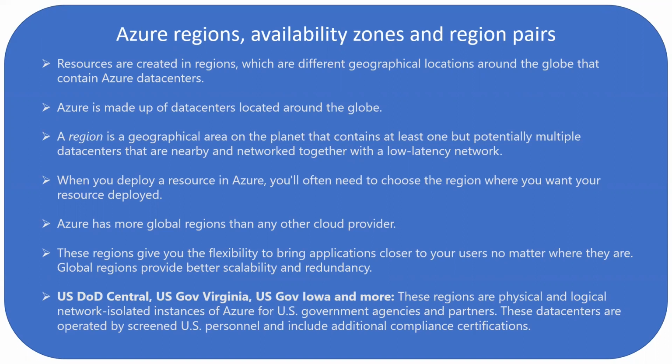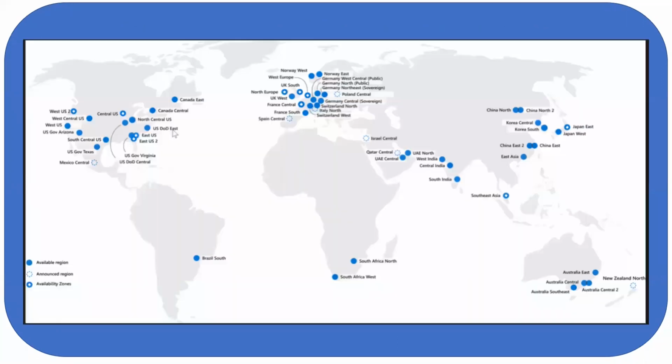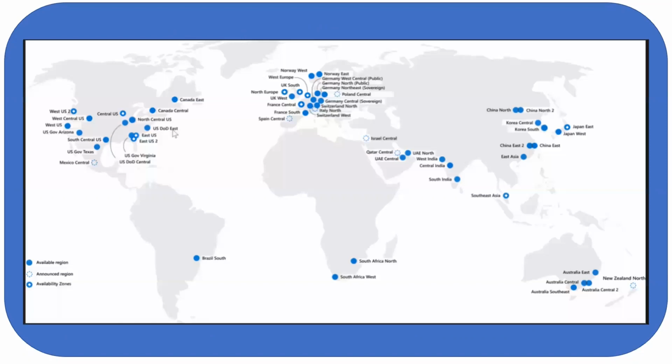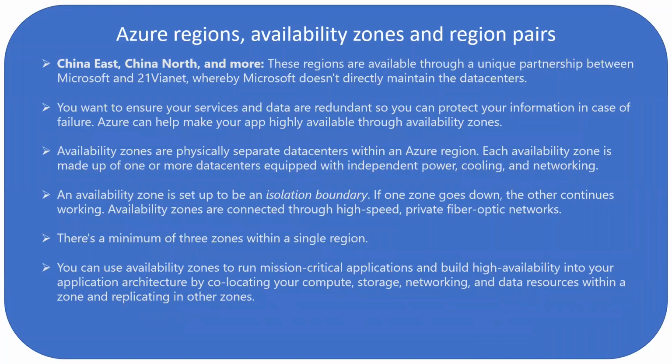Then there are some specific types of regions in the US and in China. Some of the regions in the US are physical and logical network isolated instances of Azure for US government agencies and partners. These data centers are operated by screened US personnel and include additional compliance certifications. So there are some government specific regions also provided by Azure. So that is for the US and China.